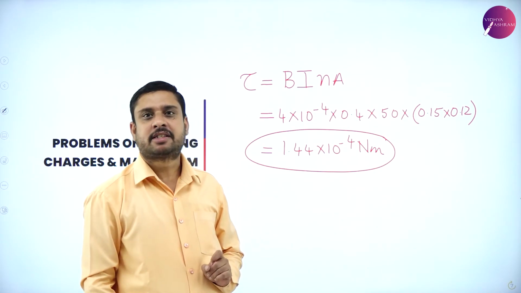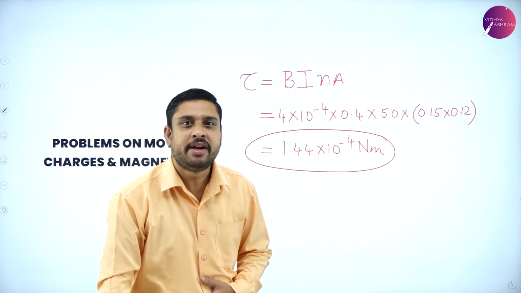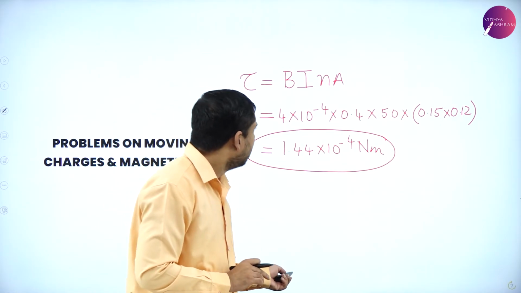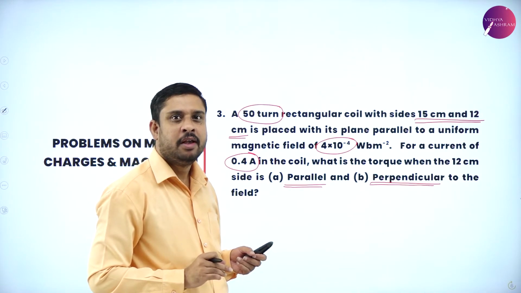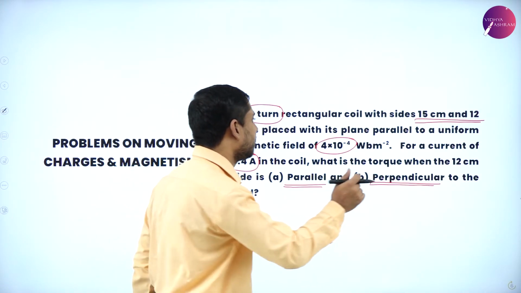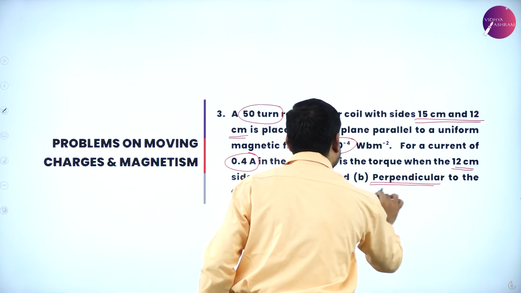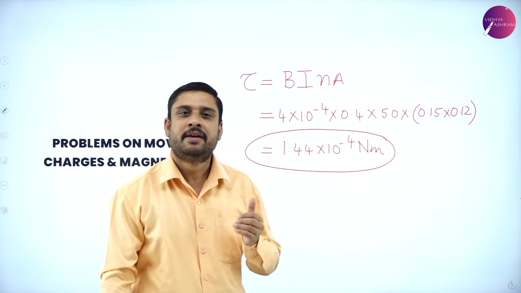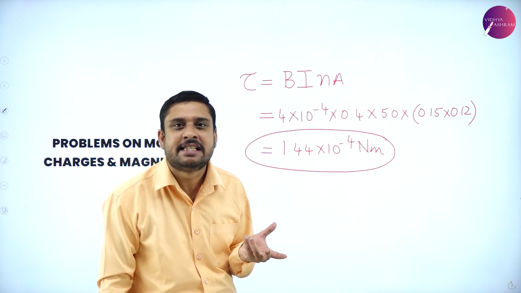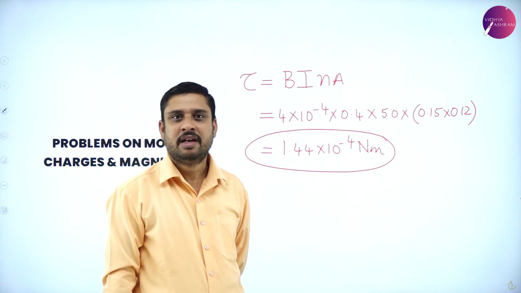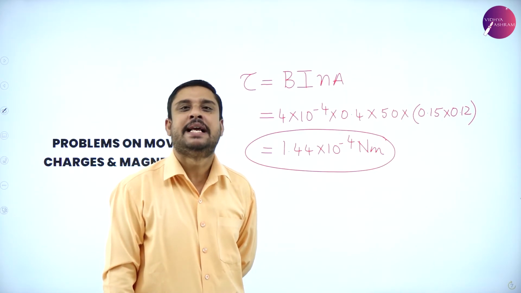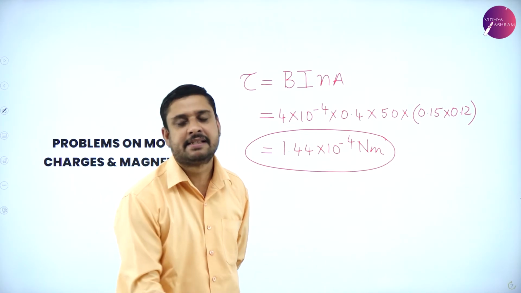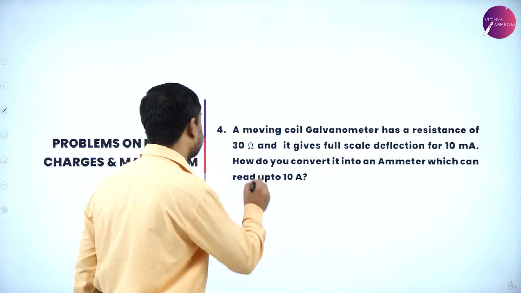Now comes the interesting fact. This is generally the torque acting on the rectangular coil. But if you analyze the problem, you're asked to find the torque when the 12 centimeter side is parallel and perpendicular to the field. Remember, students, in either case, the torque has to remain the same. If the 12 centimeter side is either placed parallel or perpendicular to the field, the torque acting on it remains the same.